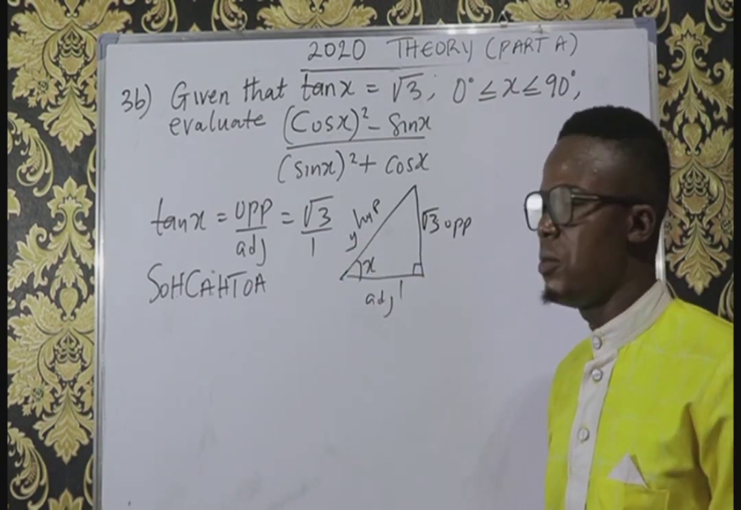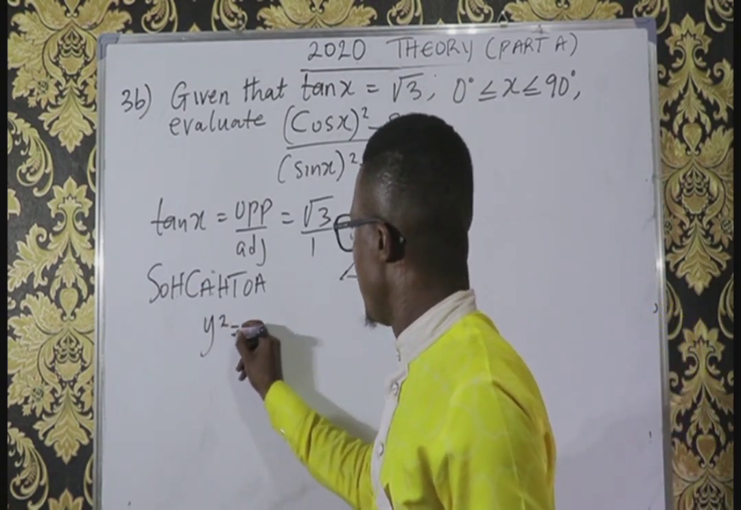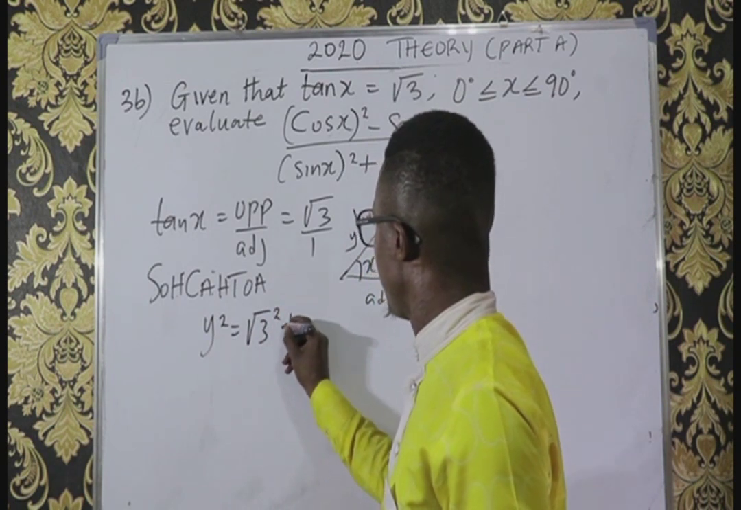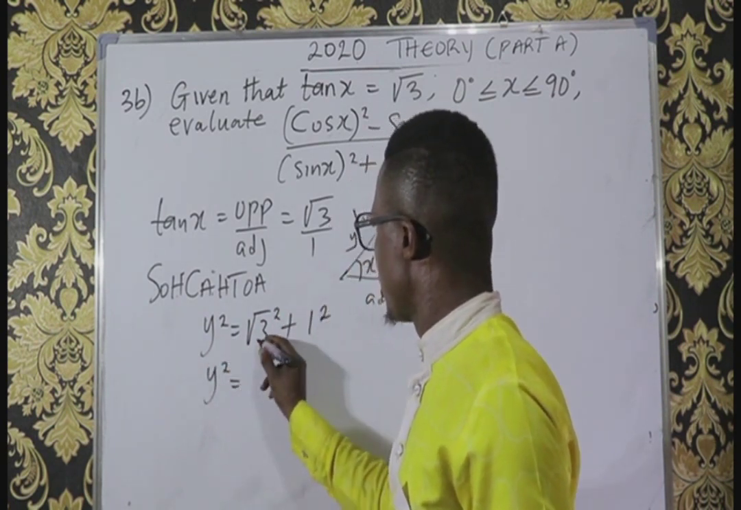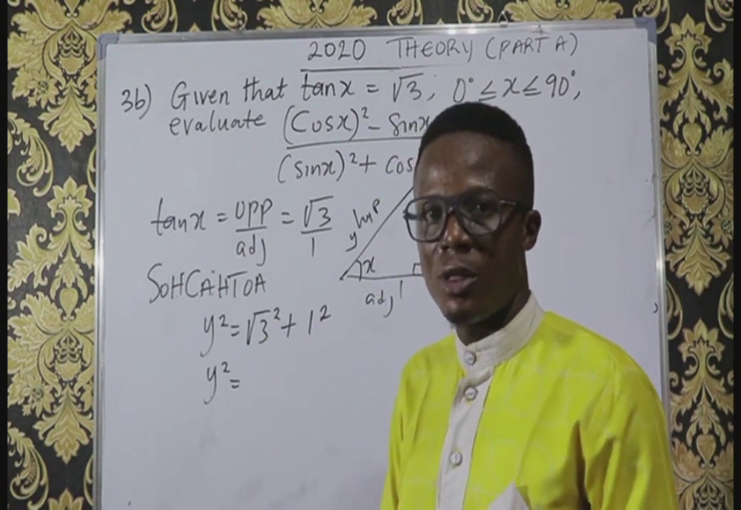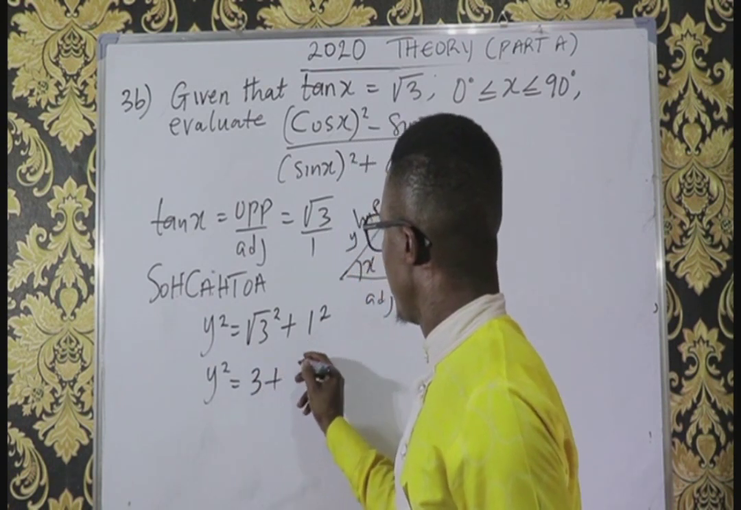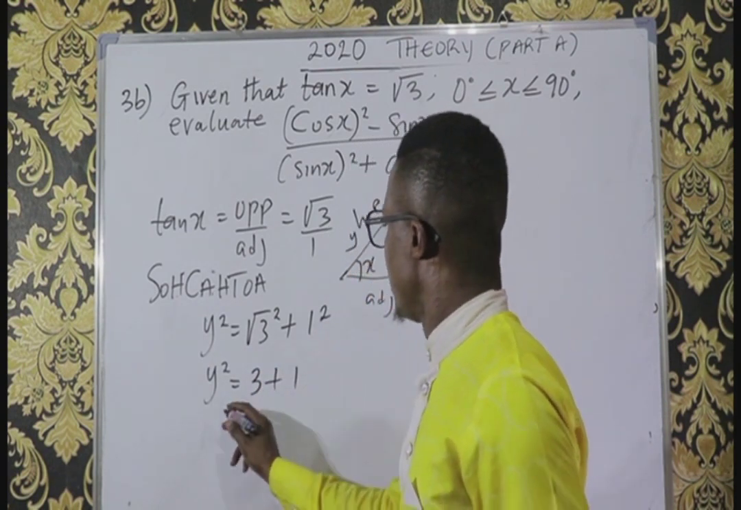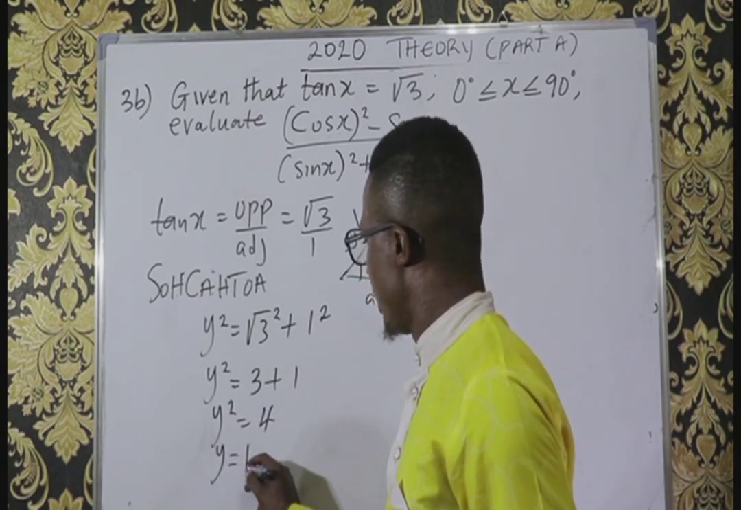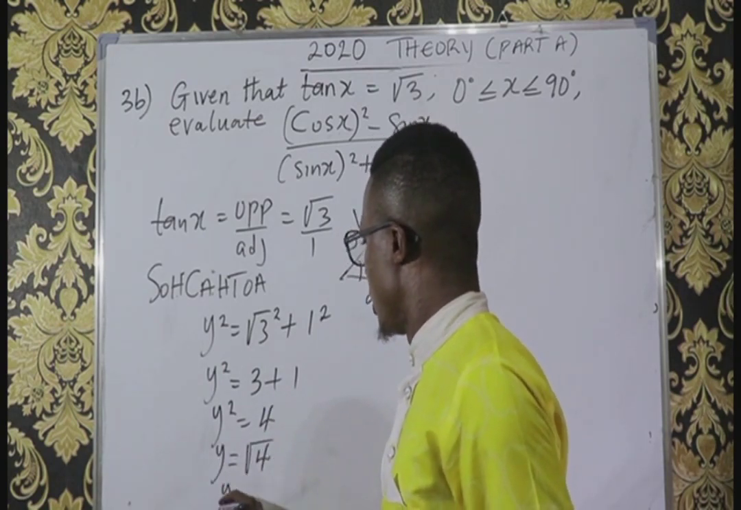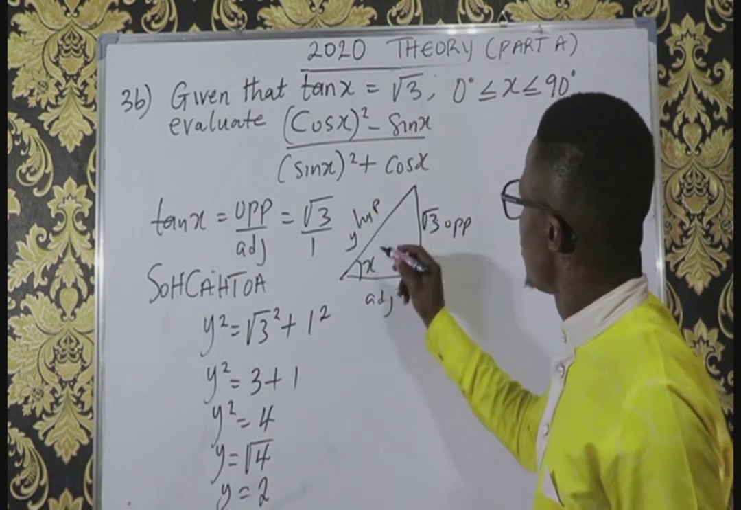Using Pythagoras theorem, I can now get the value of y. Hence, y squared is equal to root 3 squared plus 1 squared. Root 3 squared means root 3 times root 3, which is square root of 9, and square root of 9 is 3. Plus 1 squared is still 1. When I add together, I will get 4. So the value of y is equal to square root of 4, and square root of 4 will give me 2. That is the value of y. So here is now 2.